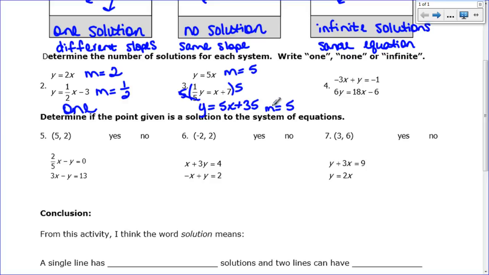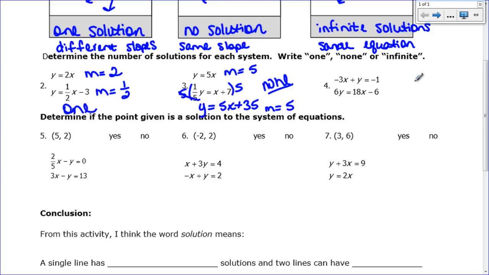So they have the same slope, but the equations are different because I've got 5x and 5x plus 35, which means that I have no solution. This one has none because these will be parallel lines. They have the same slope, different y-intercepts.